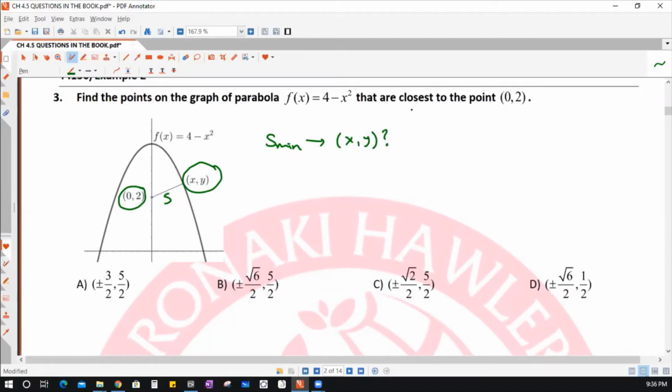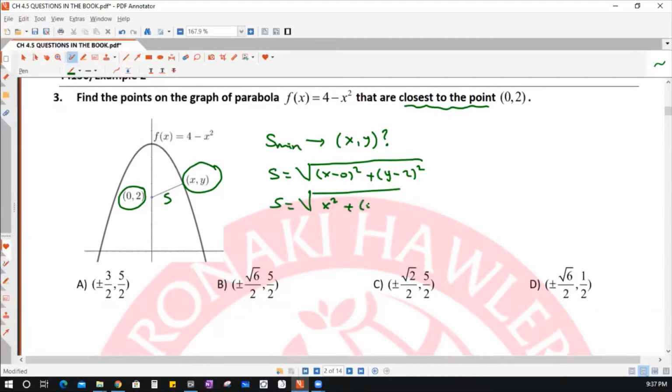Here, it's about closest distance, so you must use the distance formula. We have two points, (x, y) and (0, 2). We can write the distance as the square root of the square of the difference of the first components, x minus 0 squared, plus the square of the difference of the second components, y minus 2 squared. So we arrange this one: x squared plus (y minus 2) squared. This is the distance between two points.